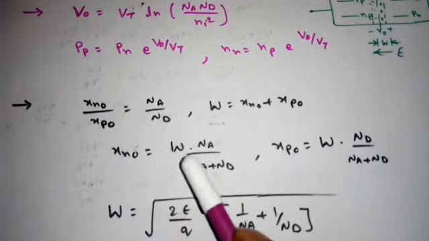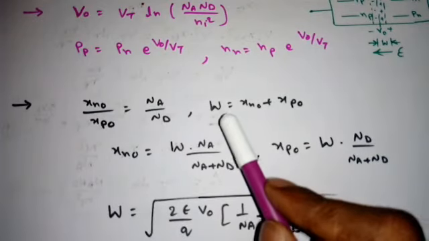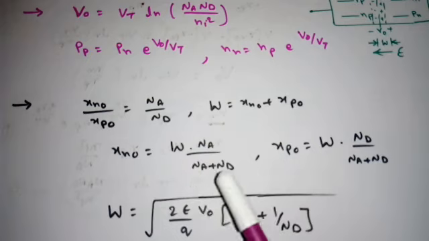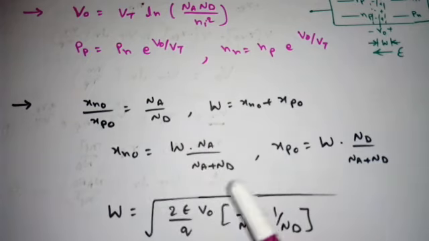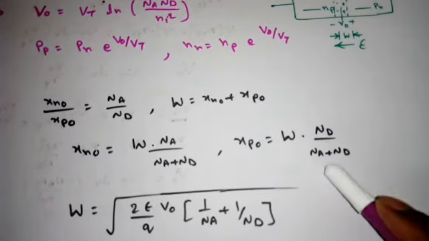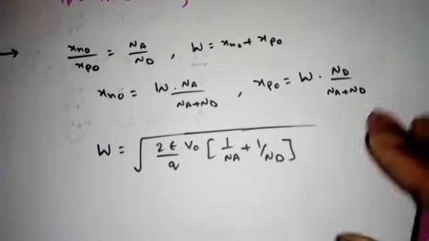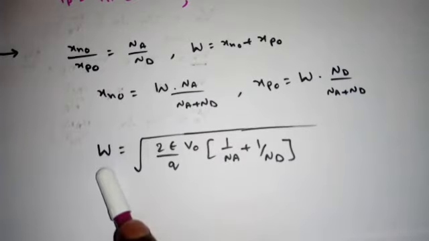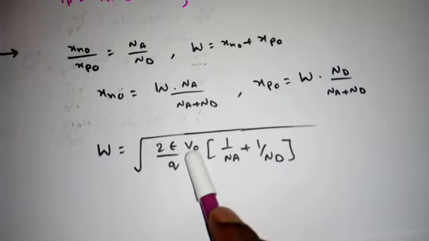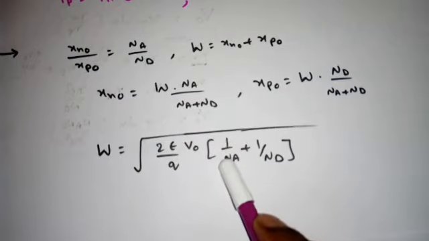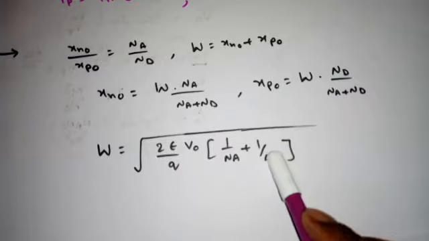And what is xn0 in terms of the total depletion layer width and the donor and acceptor concentration? It is W into Na by Na plus Nd. xp0 is equal to W into Nd by Na plus Nd. And we have derived the total depletion layer width is equal to square root of 2 epsilon by q into V0 into 1 by Na plus 1 by Nd, right?